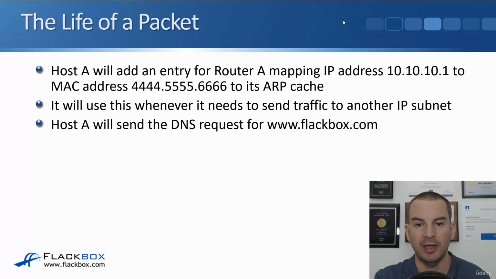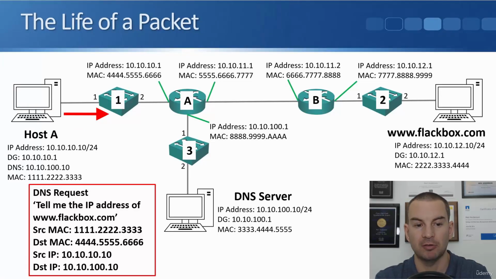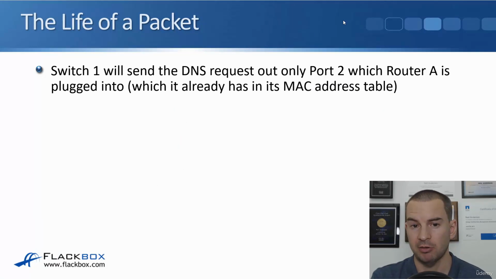Host A will then send the DNS request for www.flatbox.com. So that DNS request, it will say, tell me the IP address of www.flatbox.com, please. It comes from a source MAC of 1.2.3 on host A. It goes to host A's default gateway MAC address of 4.5.6. The source IP is 10.10.10.10 on host A, and the destination IP is its DNS server at 10.10.100.10. That is unicast traffic.